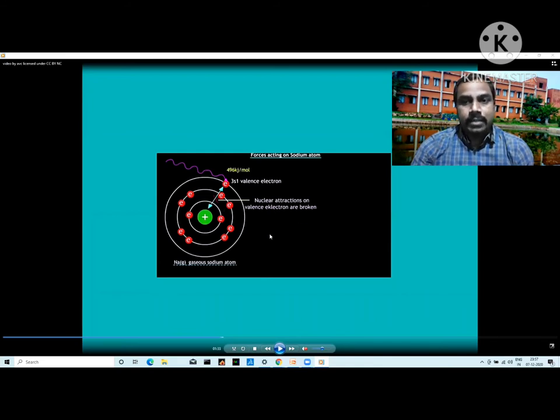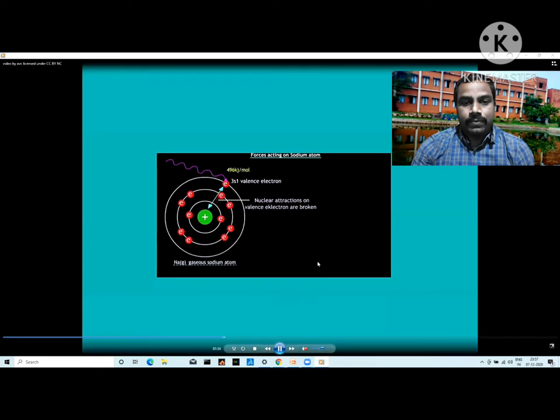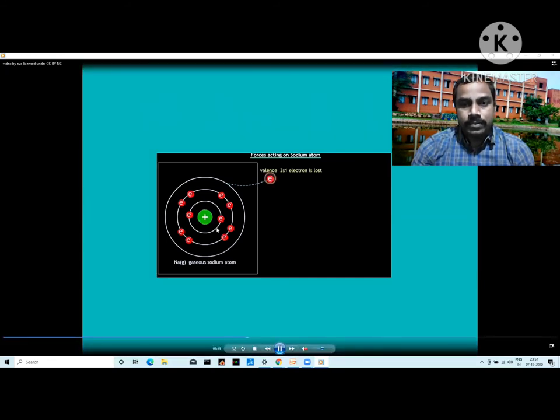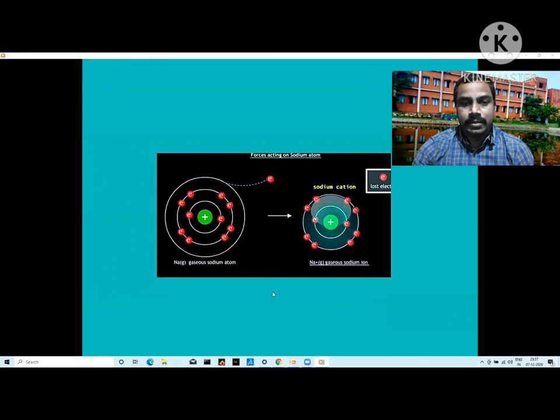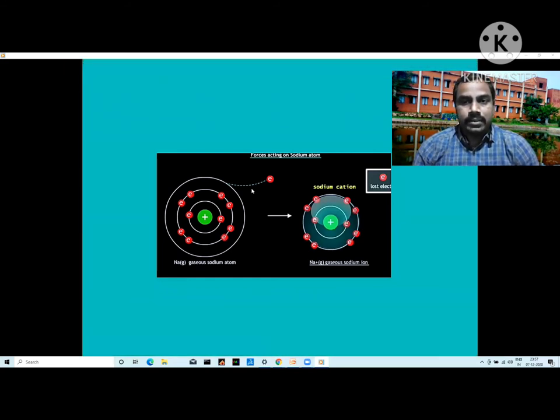By removing one electron from the valence shell of the sodium atom, a sodium cation is formed. By loss of electrons, atoms are converted into cations. The valence 3s1 electron is lost, which makes the sodium atom into a sodium plus cation. When you compare the sodium atom and the sodium plus cation, the sodium atom consists of three shells, n equal to 1, 2, and 3, with electrons distributed in these three shells. But in the sodium cation, only two shells are there, n equal to 1 and n equal to 2.